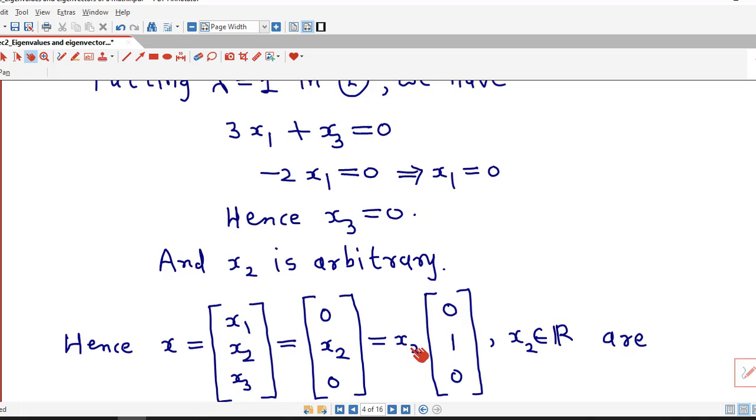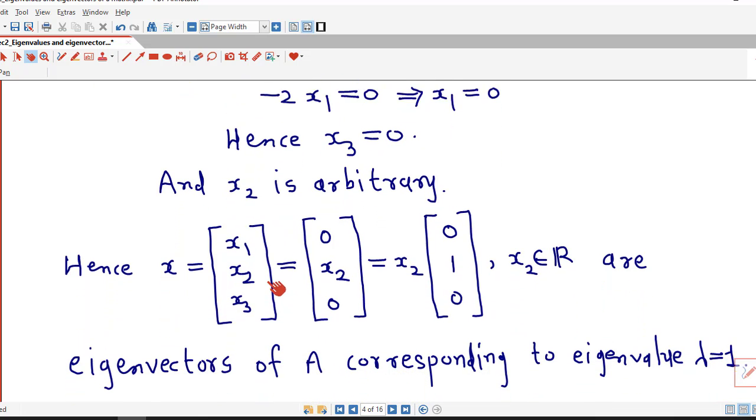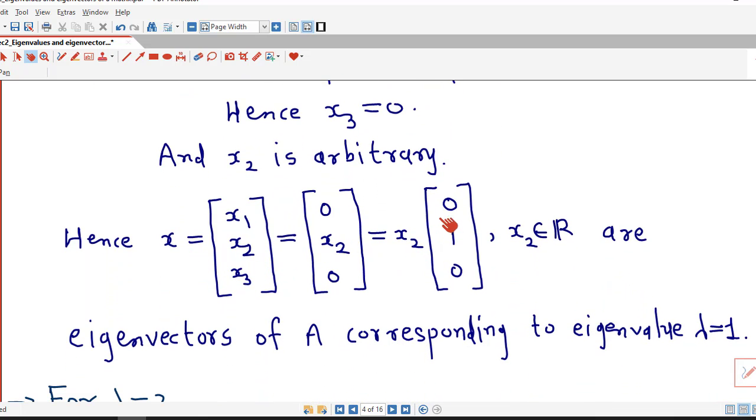For different values of x2, we will have different non-zero eigenvectors for lambda equal to 1. This eigenvector 0, 1, 0 is a linearly independent eigenvector corresponding to eigenvalue lambda equal to 1. All the eigenvectors are scalar multiples of this linearly independent eigenvector. So for different values of x2, we will have different eigenvectors. So we can write x equal to x2 times 0, 1, 0, where x2 is any real number, are eigenvectors of the given matrix corresponding to eigenvalue lambda equal to 1.